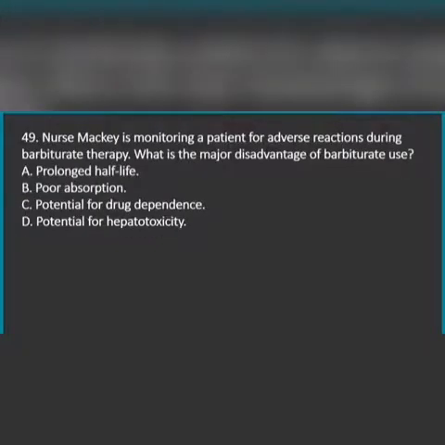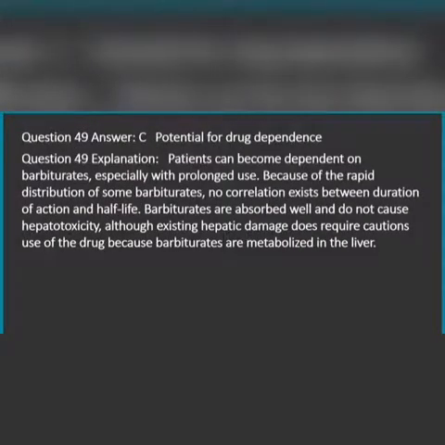Question 49. Nurse Mackie is monitoring a patient for adverse reactions during barbiturate therapy. What is the major disadvantage of barbiturate use? A. Prolonged half-life. B. Poor absorption. C. Potential for drug dependence. D. Potential for hepatotoxicity. Question 49. Answer: C. Potential for drug dependence.